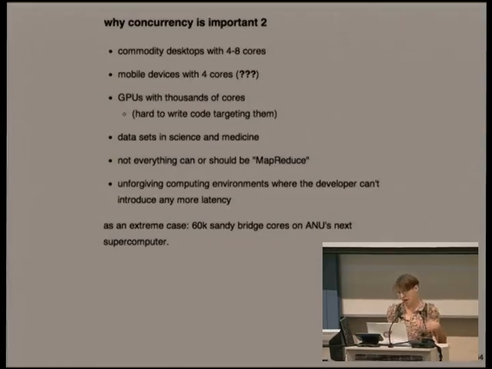Everything can or should be map-reduced, which means even if you've got some huge expensive cluster, you don't always want to express your problem that way. So if you have an unforgiving environment where you can't introduce latency by doing something like sending the data over the network, you need to take advantage of what you can do on a single host.